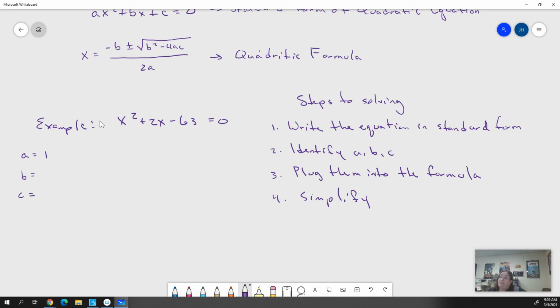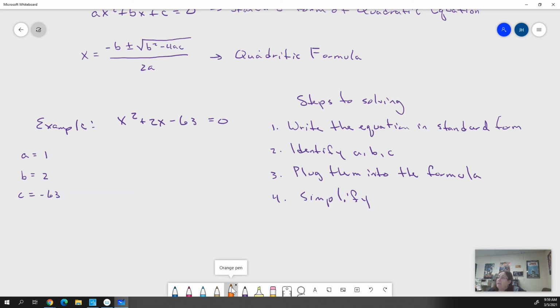b is the coefficient of our x value. In this case, it is 2. And c is our constant. There's no variable attached to it. And that, in this case, is going to be negative 63. And once we find those, all we are doing is plugging them in.